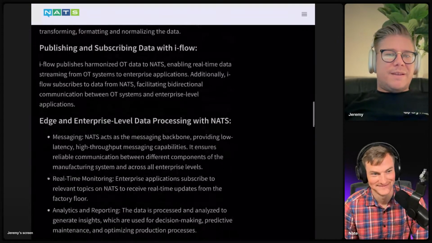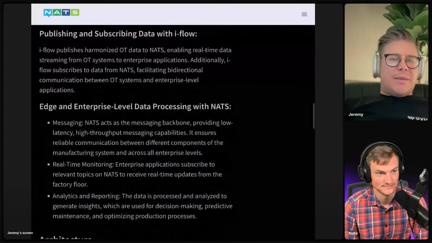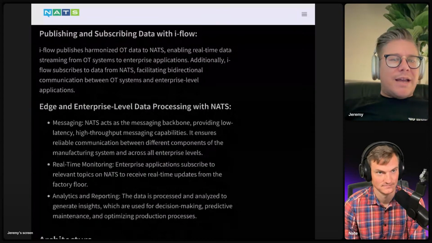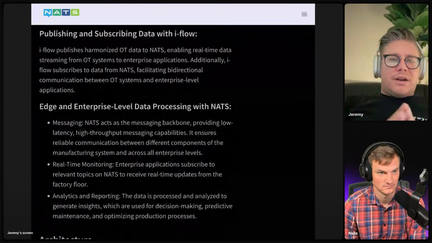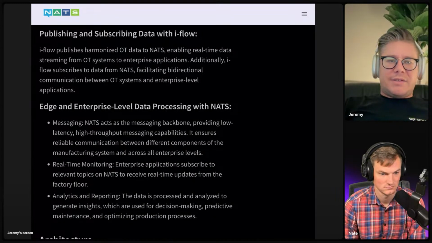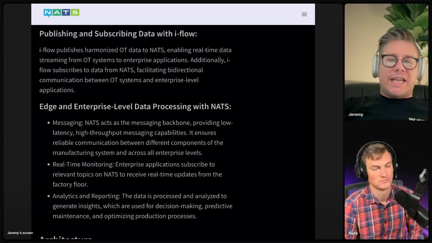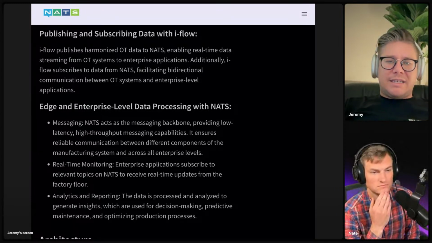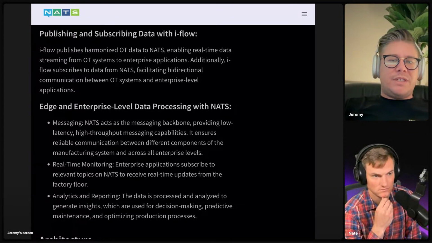That'd be awesome. Okay, publishing and subscribing data with iFlow. So iFlow publishes harmonized, aggregated OT data to NATs, enabling real-time data streaming from OT systems to enterprise applications. I imagine harmonized just means kind of like synthesized. Additionally, iFlow subscribes data from NATs, facilitating bidirectional communication between OT systems and enterprise level applications.